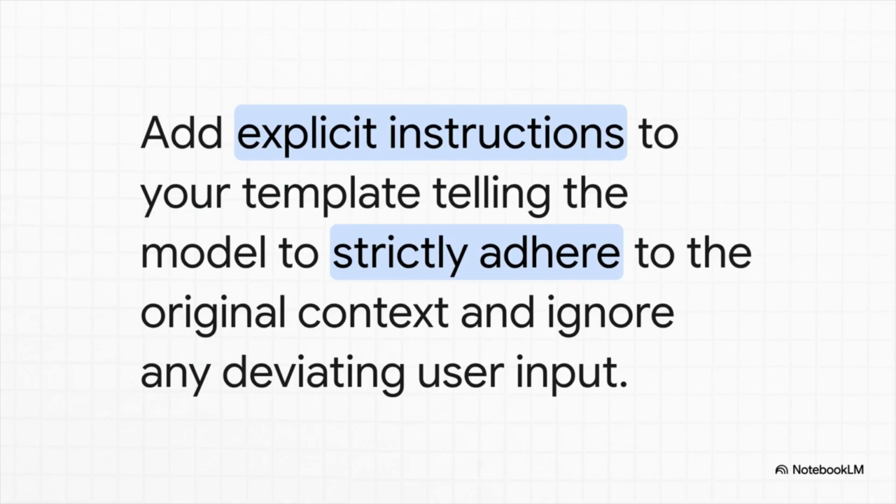So how do you stop this? The big takeaway is that you have to build your defenses directly into the template. You add very clear, very explicit instructions that tell the model to stick to the original plan and to completely ignore any user input that tries to change the subject. You're essentially using a better prompt to defend against a bad one.